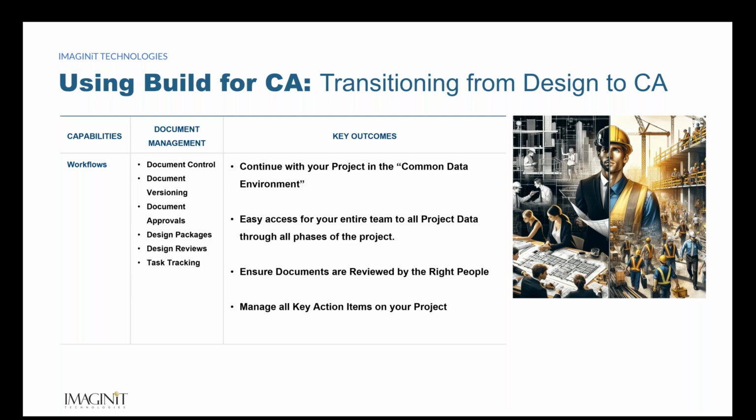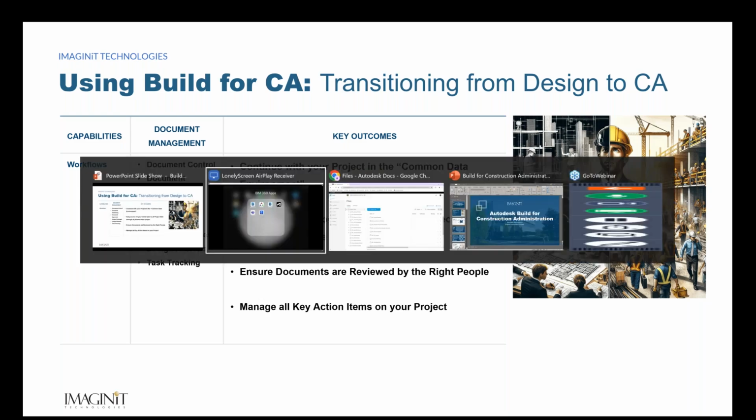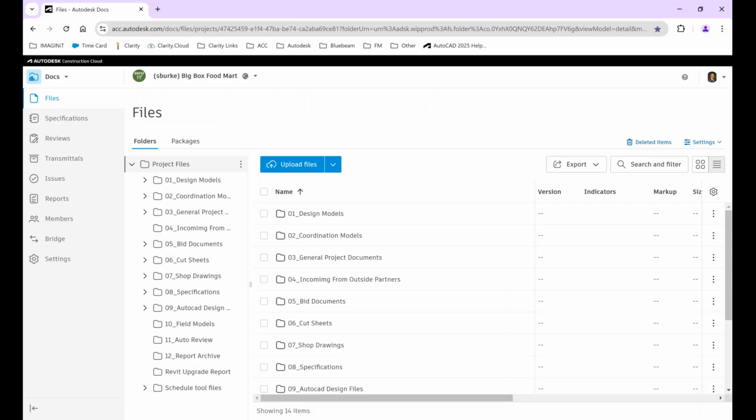And ensure you have certain documents in front of the right people and confirm that they are seeing them and reviewing them if necessary. And also manage different types of tasks and action items on your project. They could be tasks, they could be punch list issues, a whole host of things. We're going to cover this extensively, hopefully soon here. So I'm going to jump into the product right here.